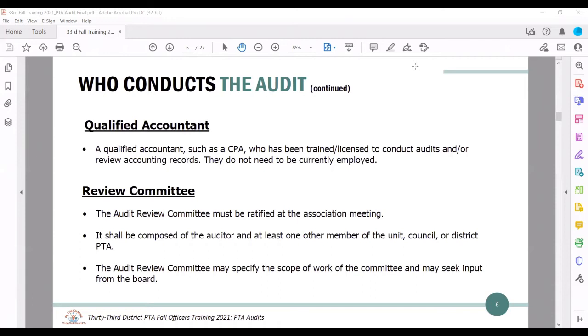It's been asked whether the council auditor may be the review committee of a unit if they cannot find a review committee. The review committee may specify the scope of work of that committee and seek input from the board, because the insurance company did not specify the scope of work. For the purpose of the audit, we said that it was to review compliance with PTA approved policies and procedures and reveal areas of weakness. And why is this so important, these two things? It's because if areas of weakness and non-compliance are not addressed, it may lead to mismanagement of funds.